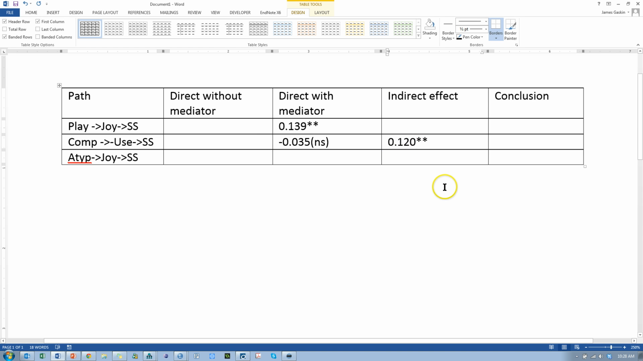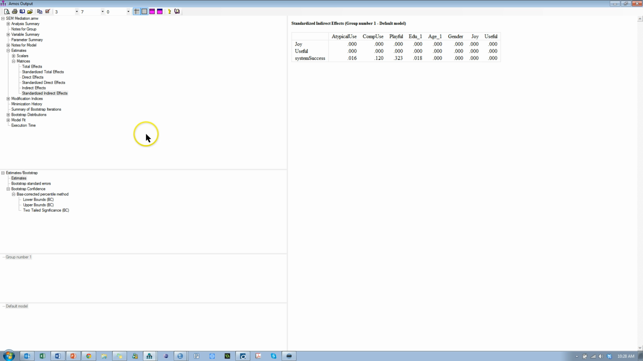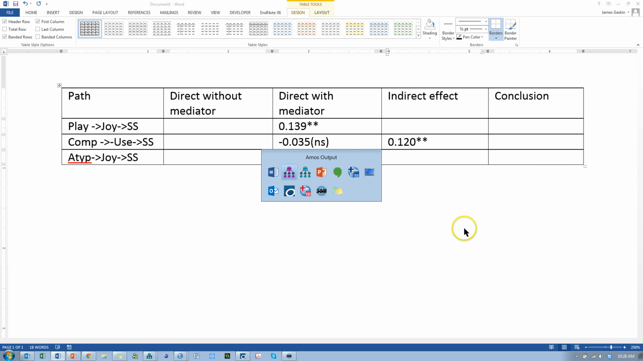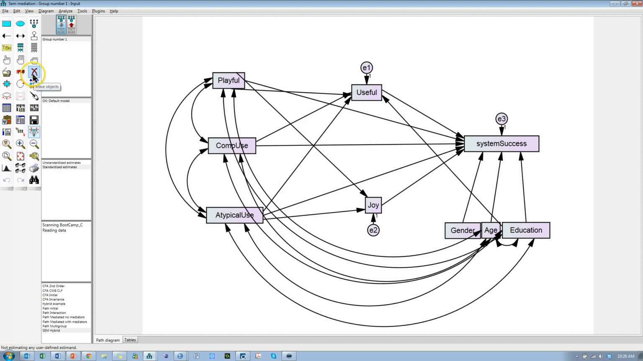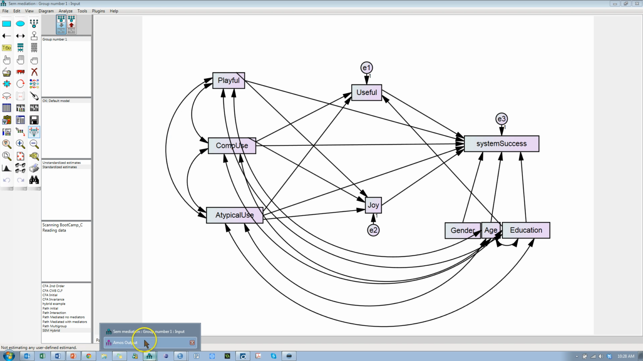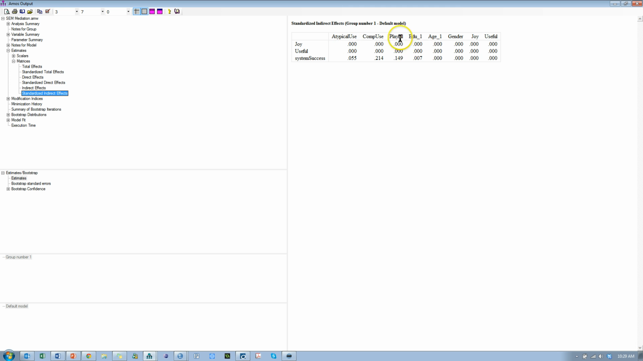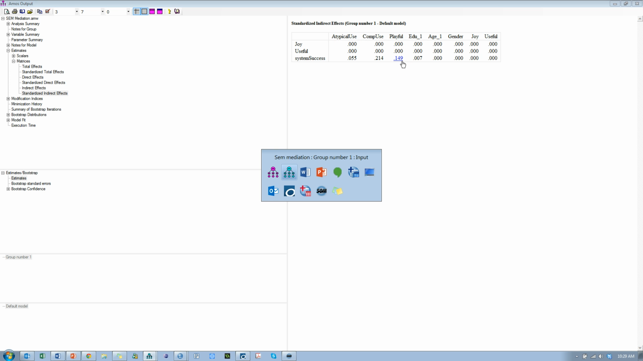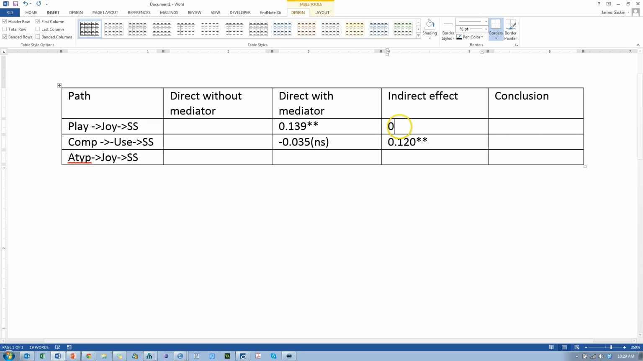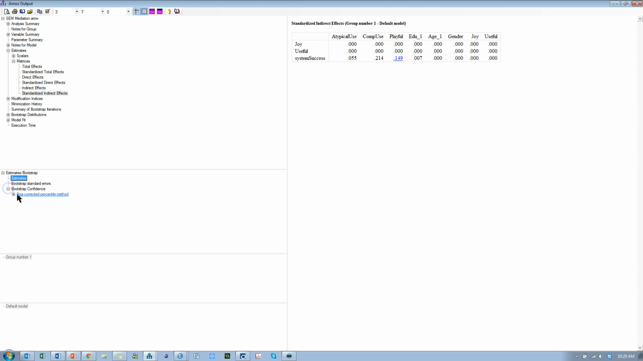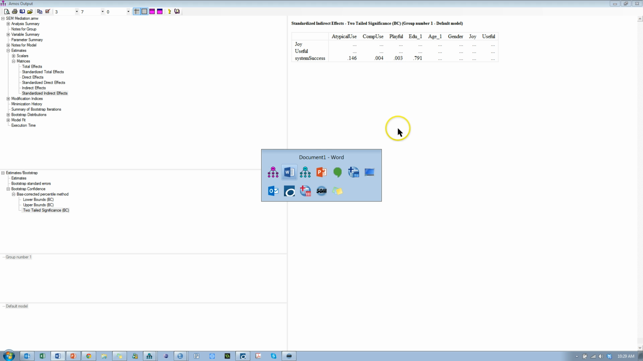Okay, let's go get it for play to SS, because I forgot to do that. And that's through joy. So let me add back in the path from comp use to joy. Get rid of the effect from play to usefulness, because we need to redo this one. Run it again. Hopefully having this video will help you as a review if you need. And I'll just go grab those values again. Estimates, matrices, standardized indirect effect from play to success, 0.149, which is significant. If we go down here, it is play to success 0.03, significant. Star star.